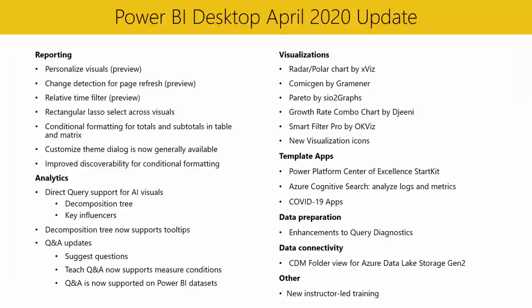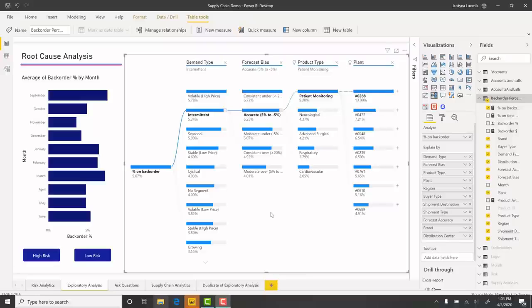Next, the Decomposition Tree visual also now supports tooltips, allowing you to customize what users see when they hover over data bars in the tree. Justina will show us a demo of this new addition. The decomposition tree allows you to take any measure and break it down by multiple different dimensions in any order that you want. With the new release, you can now add tooltips to your decomposition tree.